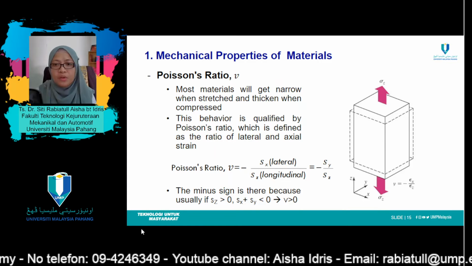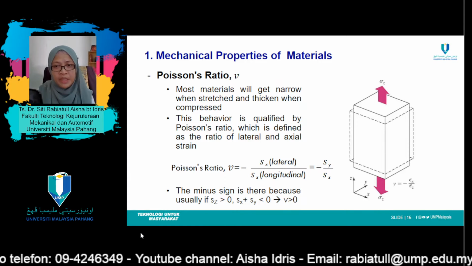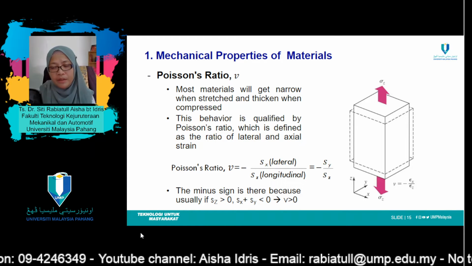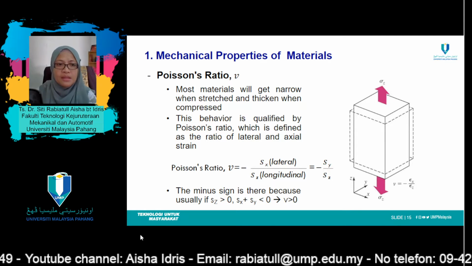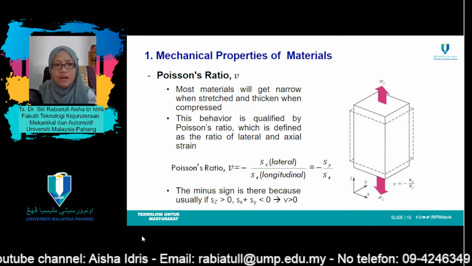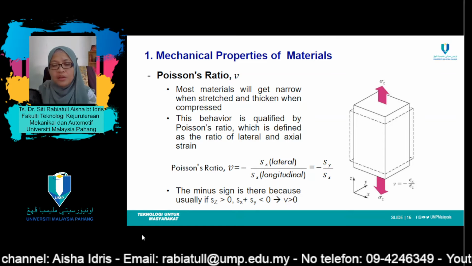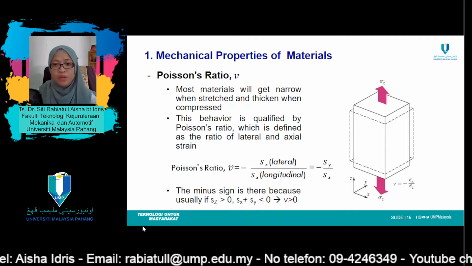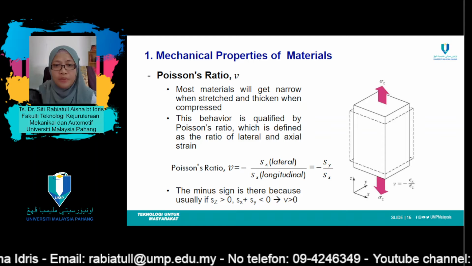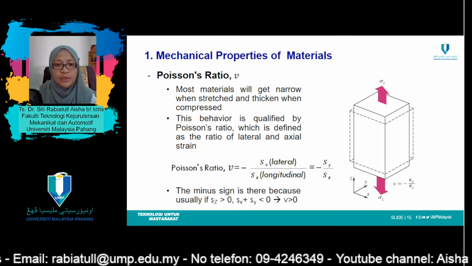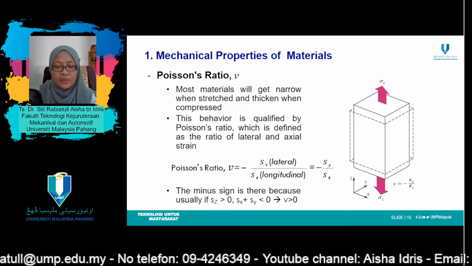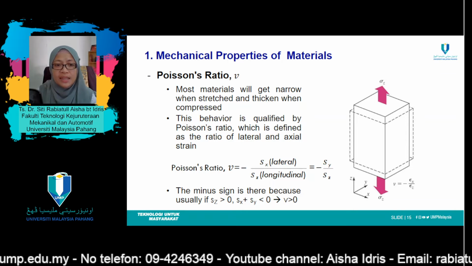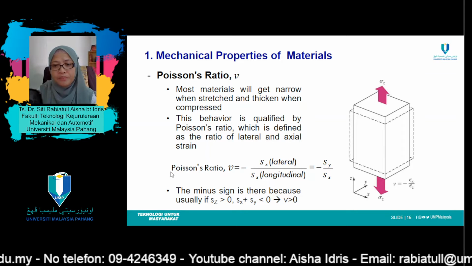Now let's move on to Poisson ratio. In mechanical properties of materials, the other things that you need to know other than plasticity, elasticity, and stresses, you also need to know what is Poisson ratio. Poisson ratio is defined as the ratio of the change in the width per unit width of a material to the change in its length per unit length.